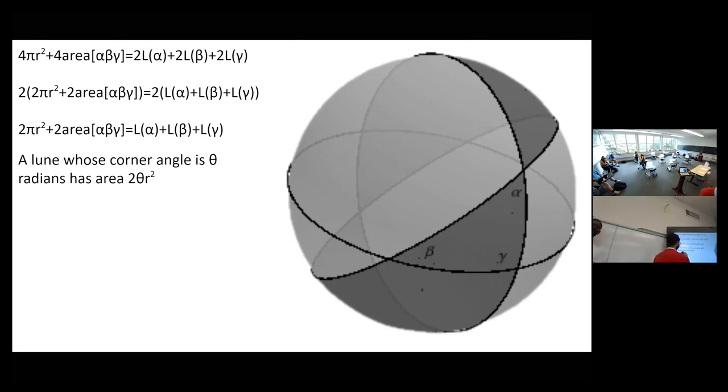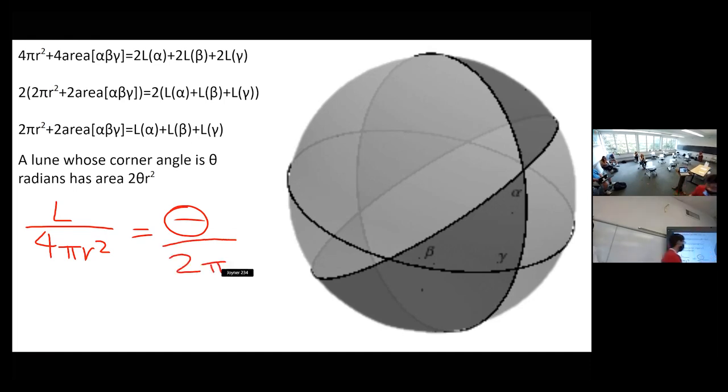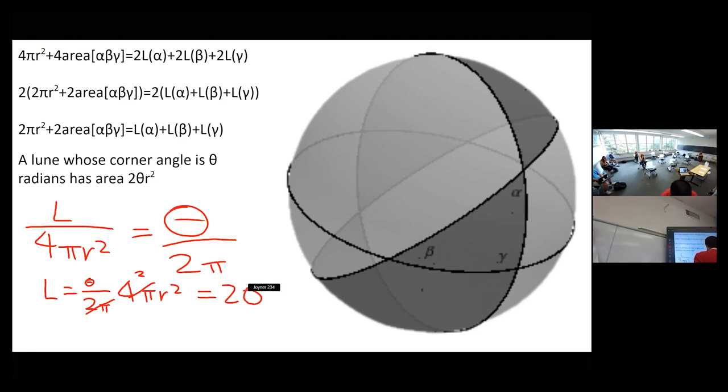What this means is that the proportion of the area of the lune to the area of the sphere is equal to the proportion between the lune's angle theta and 2 pi, which is the maximum angle on a circle. When we solve for L, we multiply both sides by 4 pi r squared, so theta over 2 pi times 4 pi r squared. If we divide 4 pi by 2 pi, we just get 2, so we end up with 2 theta r squared for the area of the lune. So that is where this formula comes from.